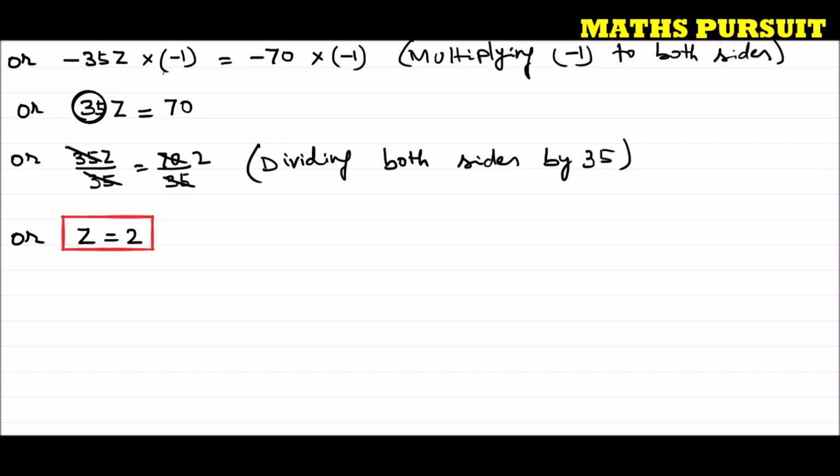Hope guys you understood this. This is very simple and very straightforward. Now let us check our answer. We need to check our answer, and we need to confirm if the value of z is 2 or not. Let us check our answer.